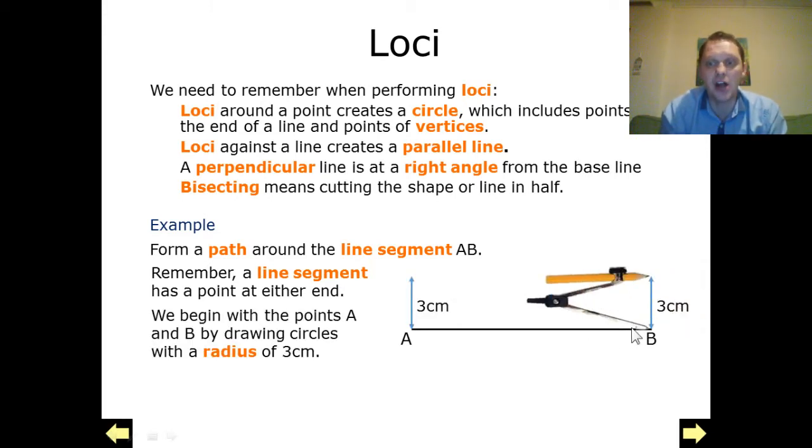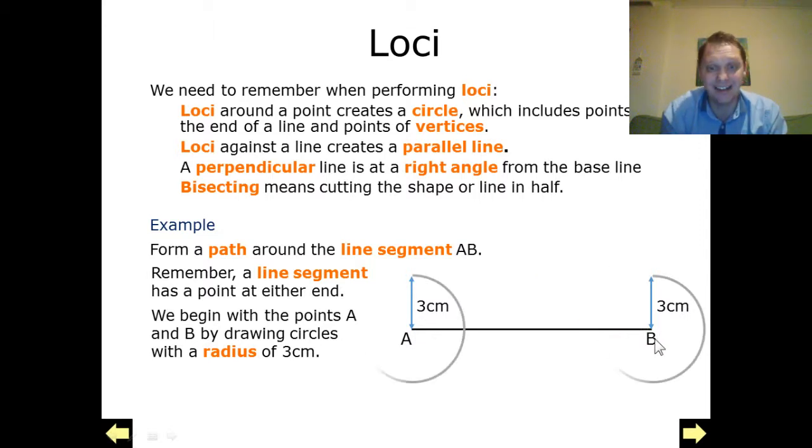First thing that we're going to do is open up our compass to 3 centimeters, measuring it using a ruler, and then at point A and point B, we are going to draw circles at the end of our line, because bear in mind, we've got point A, point B. Anytime that we're creating a path around a point, it's going to be a circle. Now, we are going to think about our line here. We need a 3 centimeter line, which is going to create a path along our line segment, so it's going to be an equal distance away from our line segment.